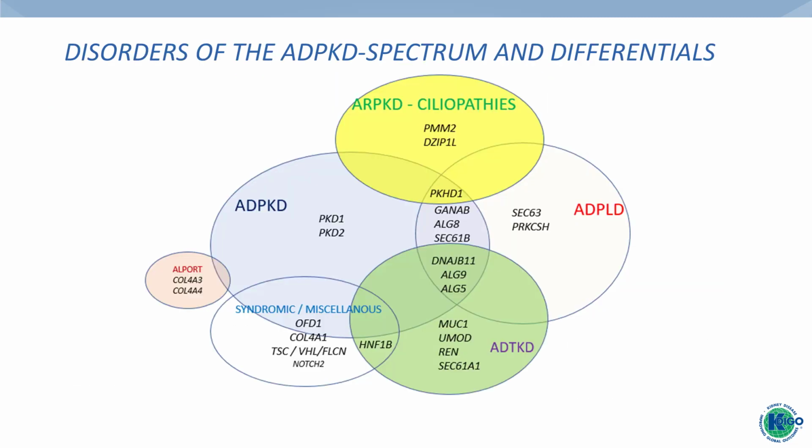So to conclude, this figure illustrates the overlap of disease categories once thought to be completely distinct, and also shows that the genetic spectrum of ADPKD keeps expanding. So of course, there are here genes directly associated to the ADPKD spectrums, and genes involved in other differential diagnoses that can occasionally mimic ADPKD presentation.